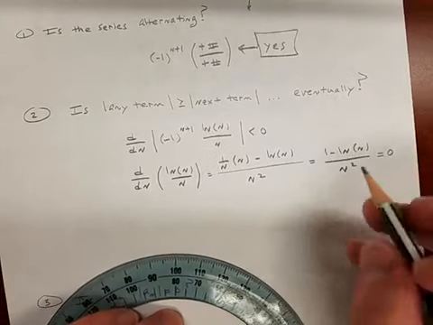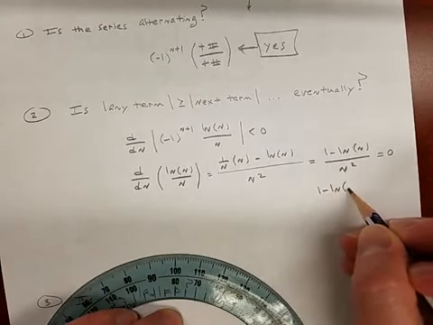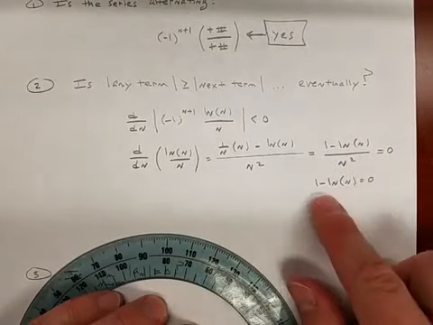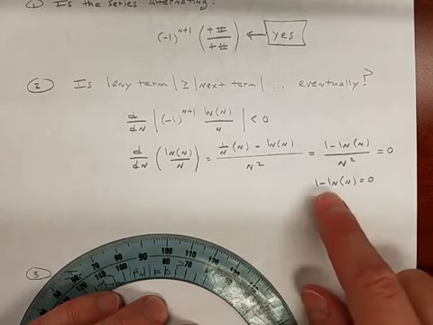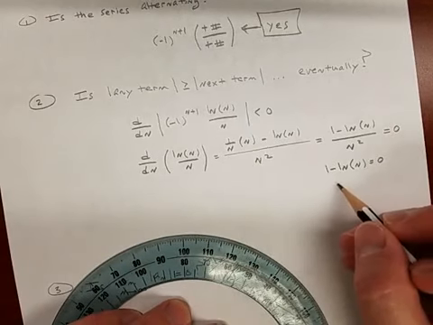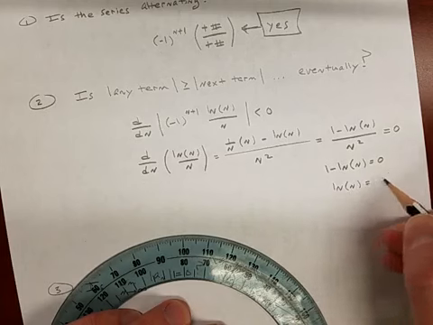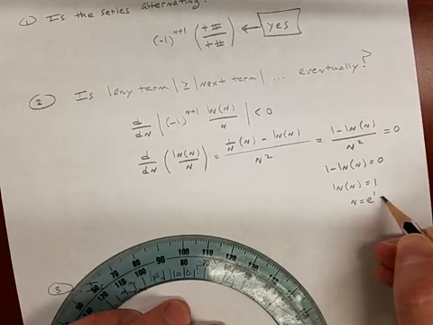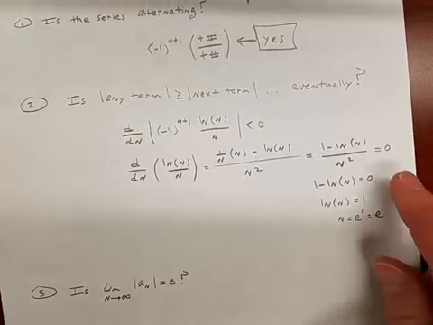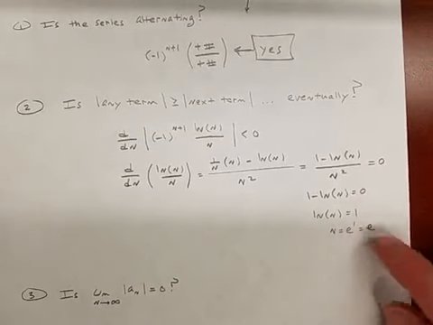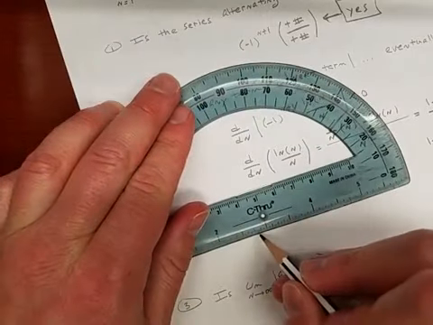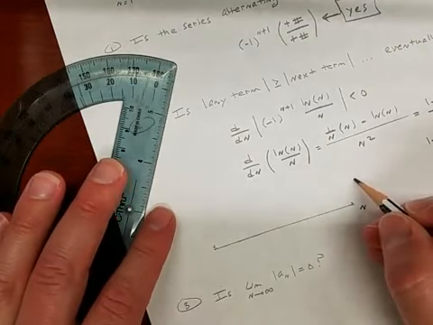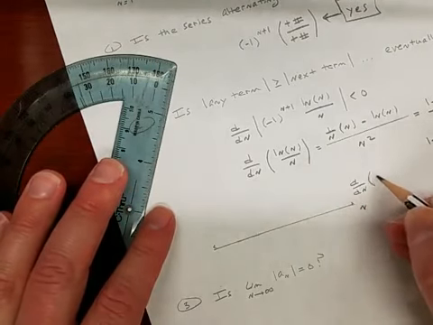Let's set it equal to 0. That's going to amount to this. That fraction will be 0 if the top is 0 and the bottom isn't. So 1 minus natural log of n is 0. That's going to say natural log of n is 1. Or that n is e to the first power, or e. Okay. So the derivative is 0 when n is e. So here's what we're looking at. I get n, and I get the derivative up here.